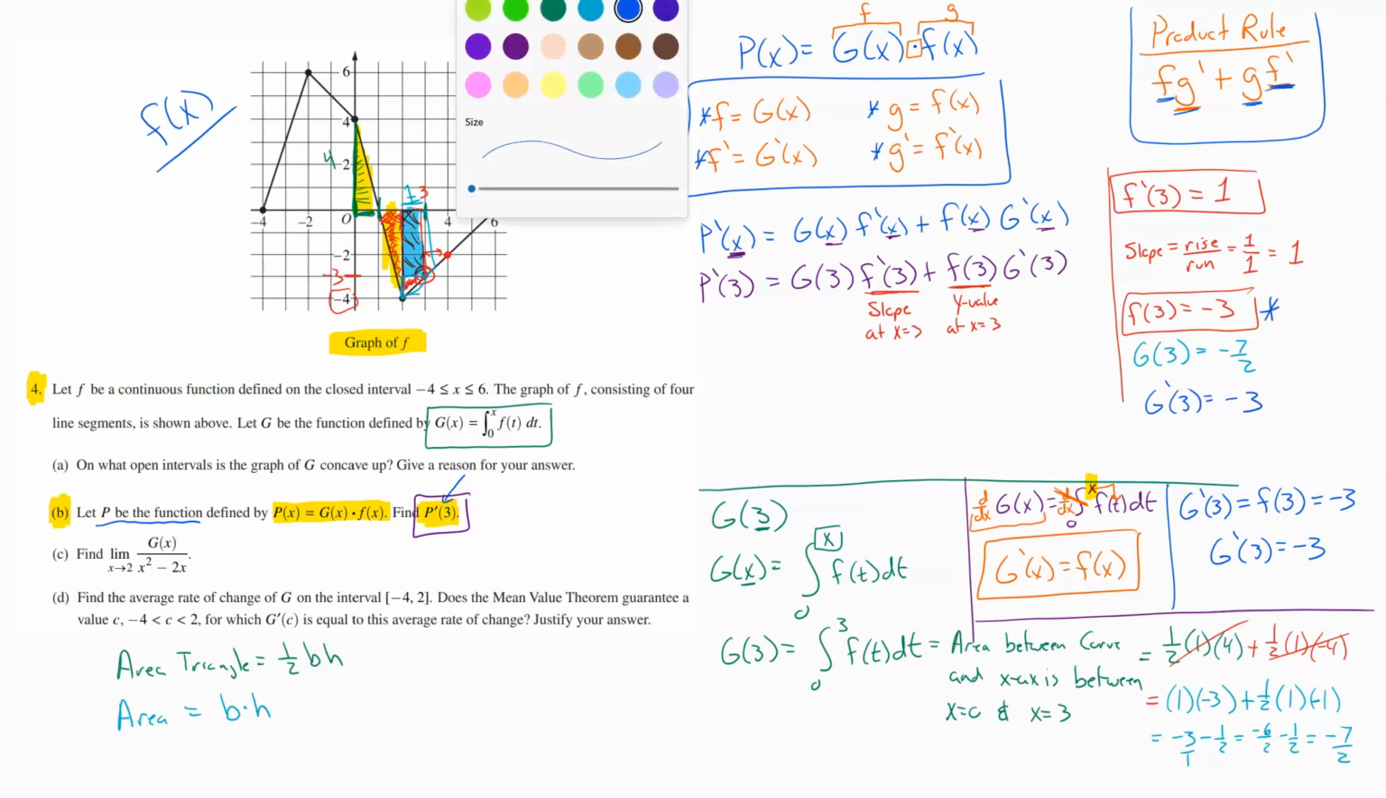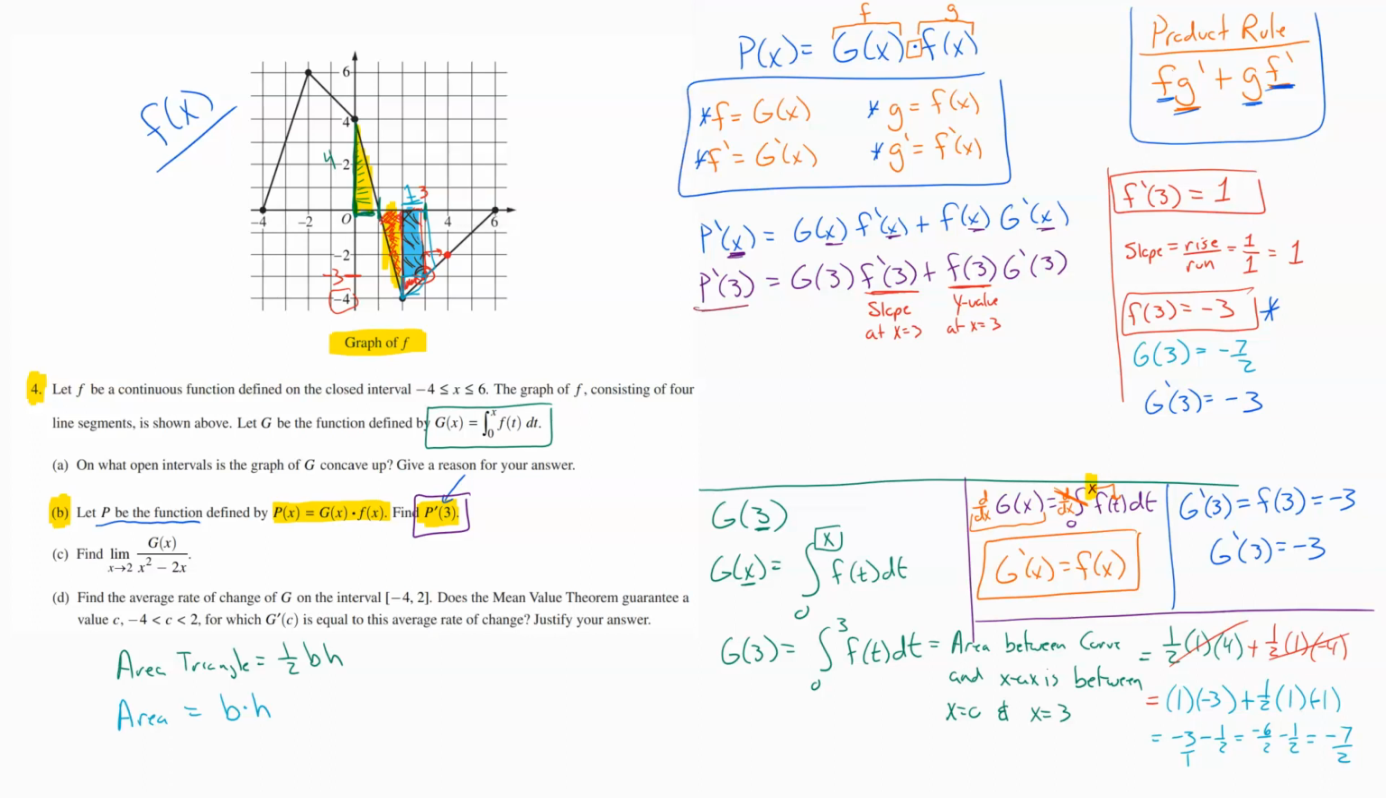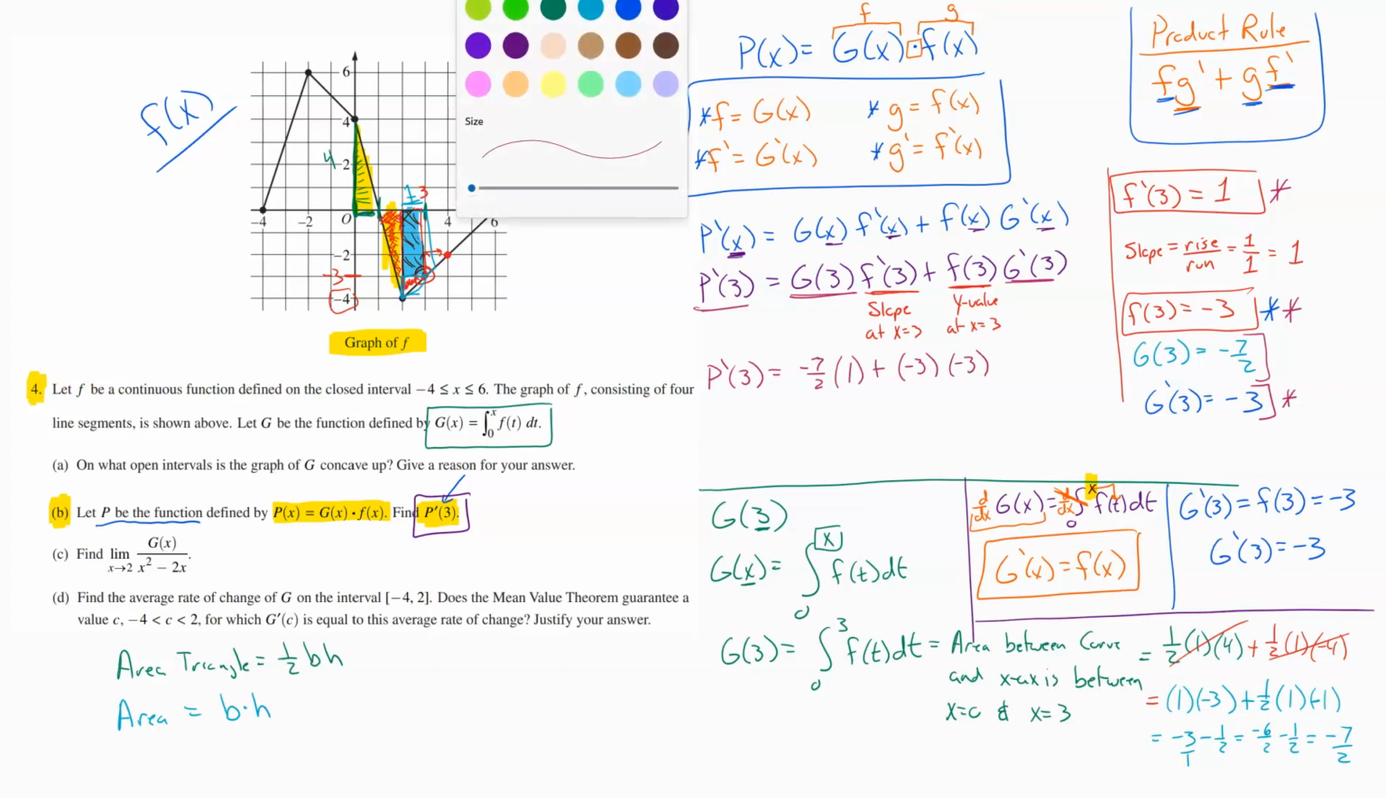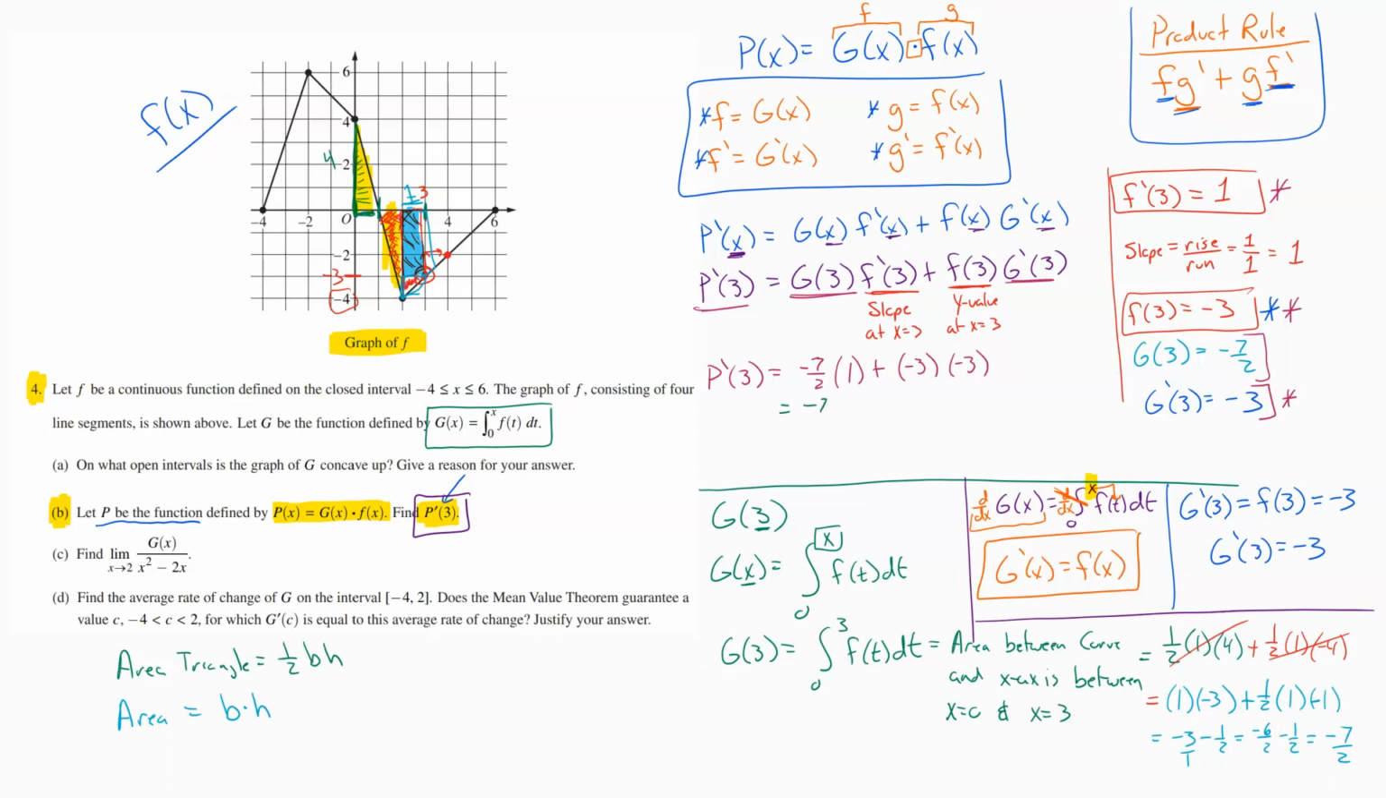From there, we have all the pieces of the puzzle to finally put together our final answer for our derivative, p prime of 3. So we go grab g of 3, which is negative 7 over 2. We're going to multiply that by f prime of 3, which is 1, plus f of 3, which is negative 3, times g prime of 3, which is also negative 3. And then we just start cleaning the thing up here. So then we end up with negative 7 over 2 when we multiply it by 1. Negative 3 times negative 3 is going to get us a positive 9.